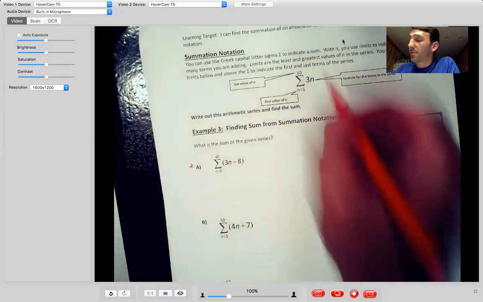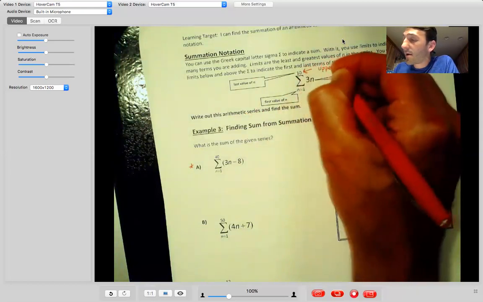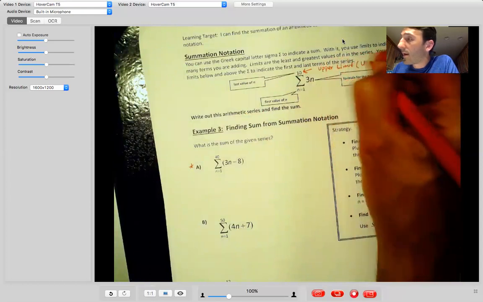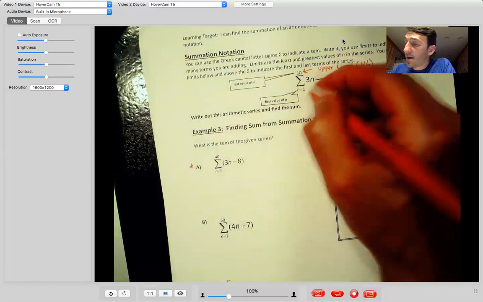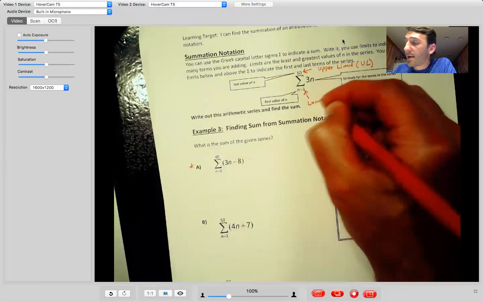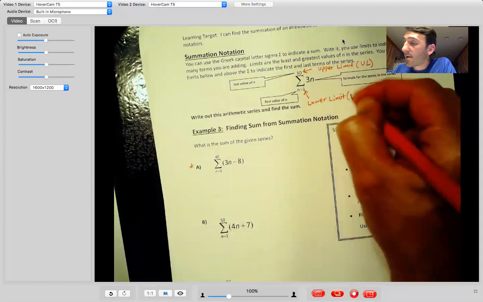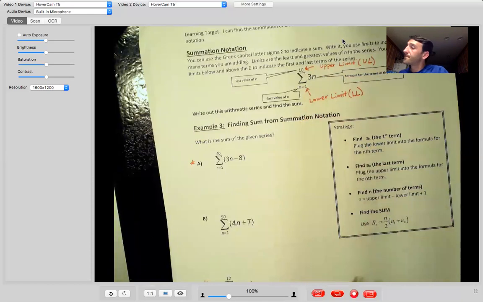So we usually refer to that as the upper limit, or UL. That's the last term, okay, the last term. And then this guy down here is your first term, or the lower limit, or LL. And then that's obviously just your formula. Okay, so let's see how we can do this.